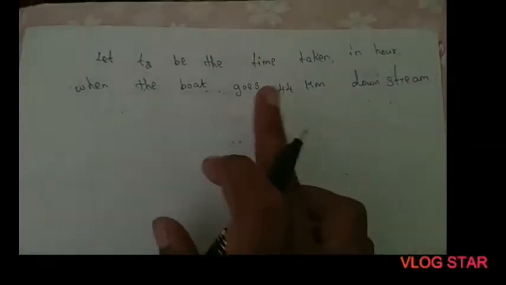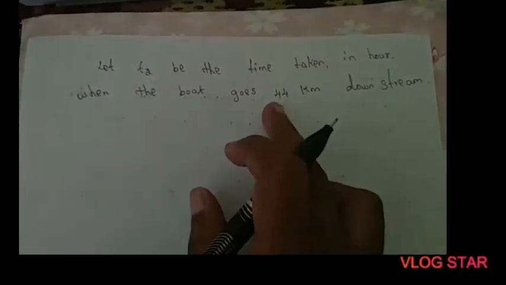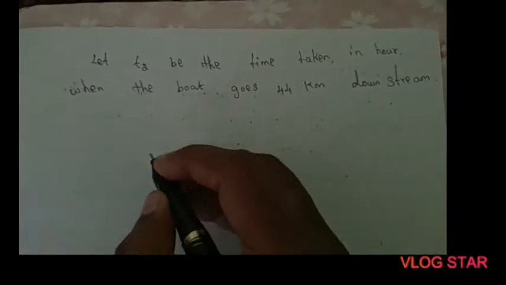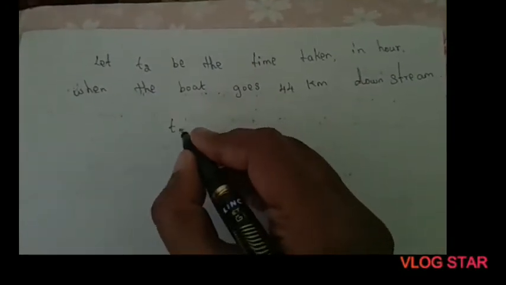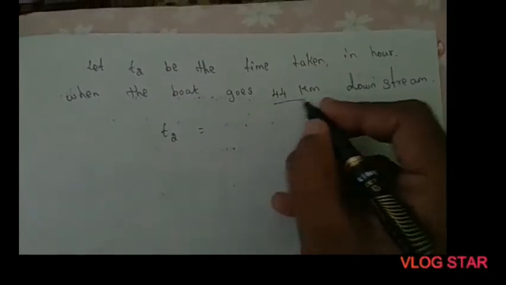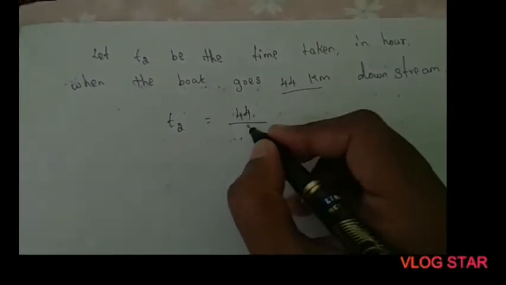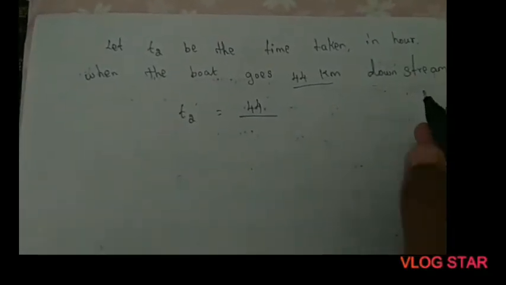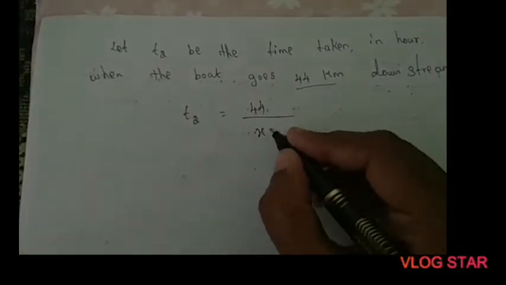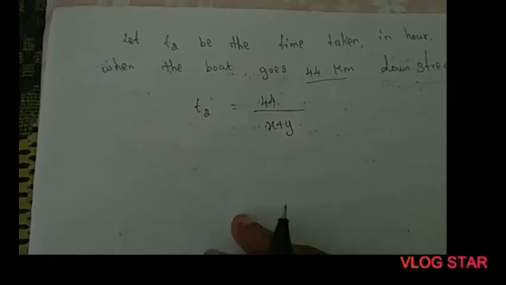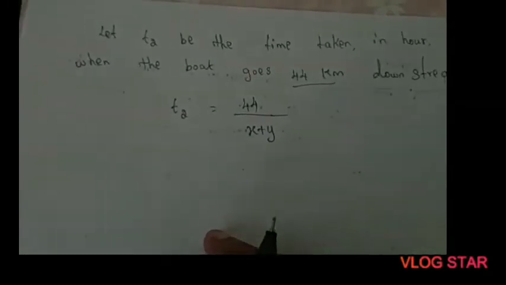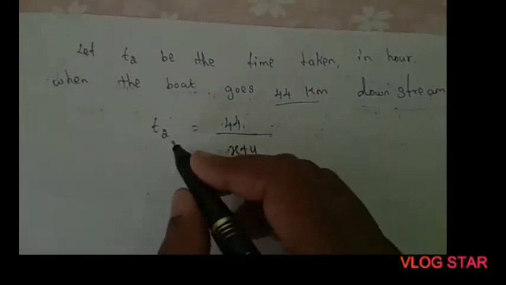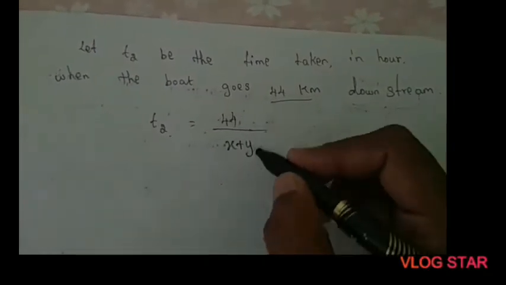Then how do we apply this given condition in the time formula? t2 equals distance. The distance is 44 kilometers divided by speed. The speed downstream we have already taken in the beginning: downstream means the same direction, x plus y, increasing. So we write t2 equals 44 divided by x plus y.